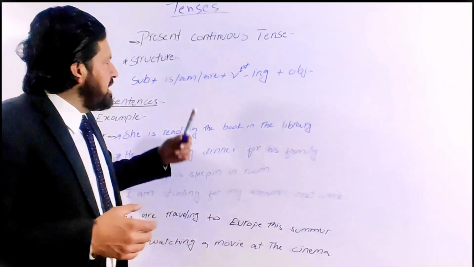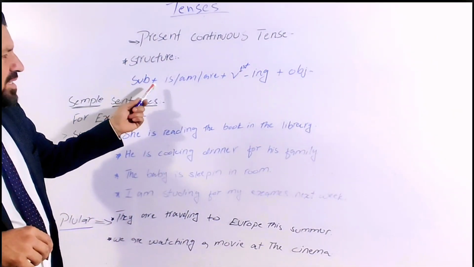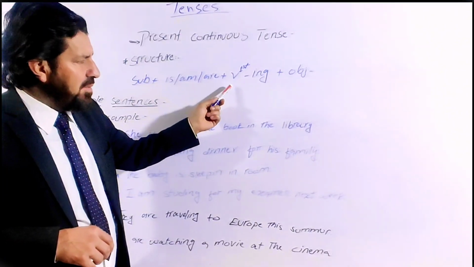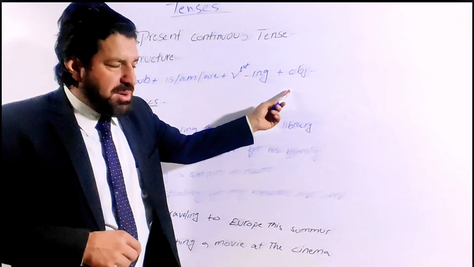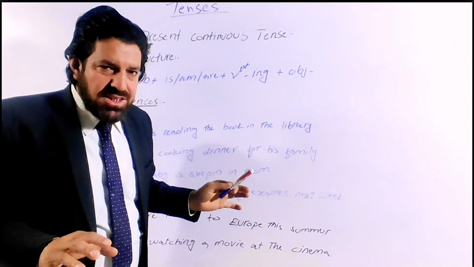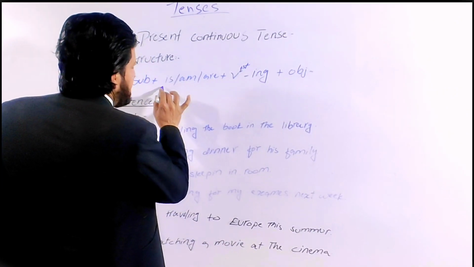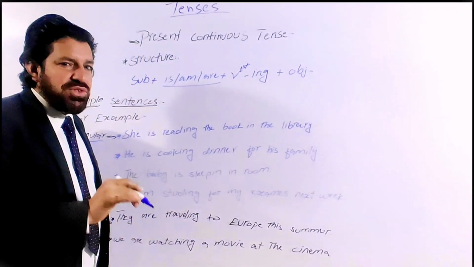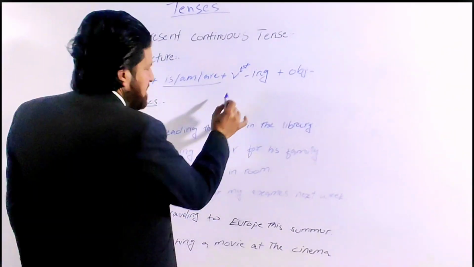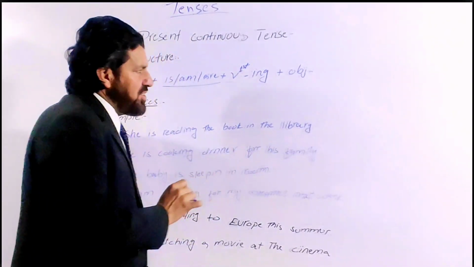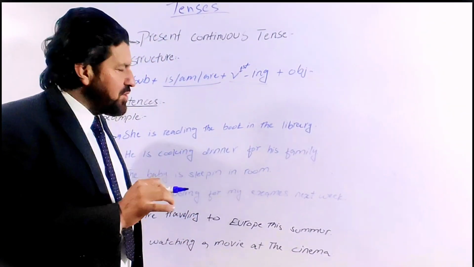For example, in present continuous tense, in a simple sentence the structure is like subject plus is, am, are plus verb fourth form plus object. Subject and object remain in all tenses, you know. And what do we have to do? We just have to keep in mind that is, am, are will be used as a helping verb only in present continuous tense. And next, the first form of verb plus ing, the fourth form of verb, is used in present continuous tense.